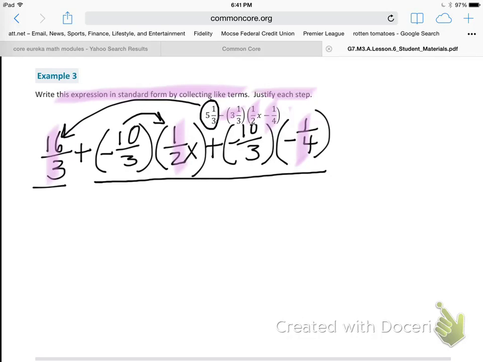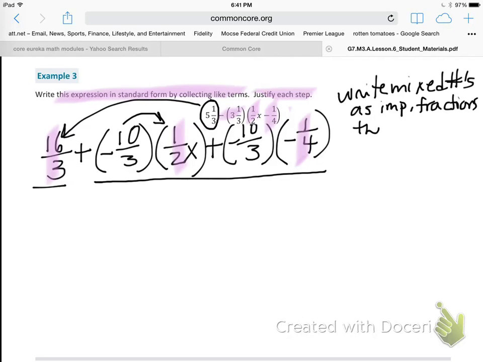So we've actually done a number of things here. We wrote mixed numbers as improper fractions, and then distributed. We could have made that 2 steps, and it might have been a little less confusing, but you can see I've actually done 2 things there at once.